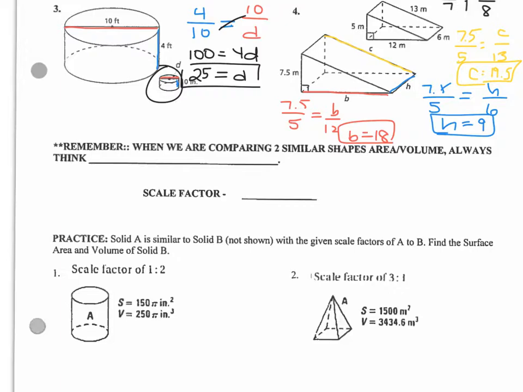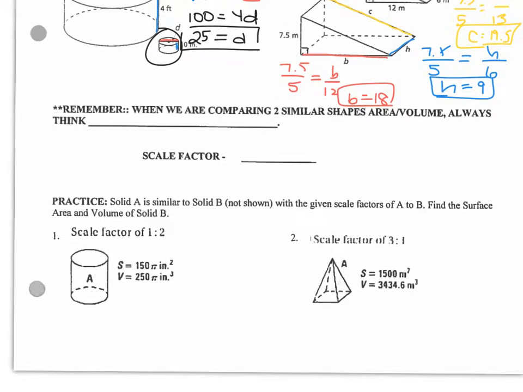So if we keep moving along, it says, remember, when we are comparing two similar shapes, area, volume, always think what? What should you always think? SPOV. SPOV is always going to help us out when we're trying to talk about similar shapes. I write this on my paper always just in case. Worst case scenario, I don't need it, but a lot of chances I will.